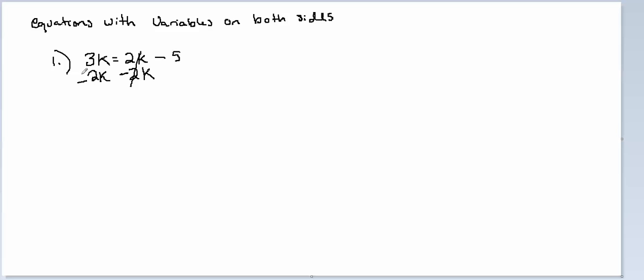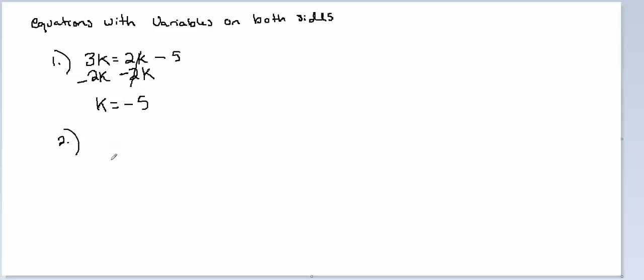So 3 of them minus 2 of them would leave me 1k, and I can write 1k just as k because that's the same as 1k. Bring my equal sign down. This one's gone, so I have a negative 5 left. And that's our answer. K is equal to negative 5. Let's do a little harder one.